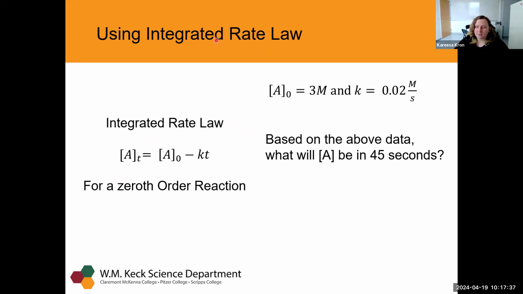And so in the next video, I'm going to derive the integrated rate laws for the first and the second order reactions.